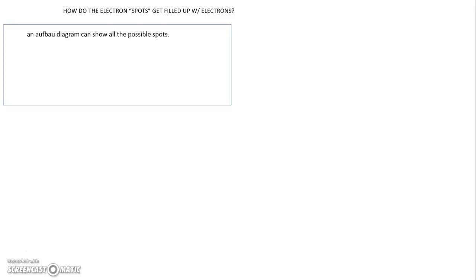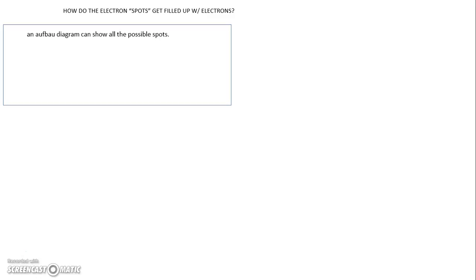Okay, now that we know a little bit more about the quantum mechanical model, we want to know, how do the electron spots get filled up with electrons? Okay, first I'll introduce you to the Aufbau diagram. An Aufbau diagram can show all the possible spots for electrons.